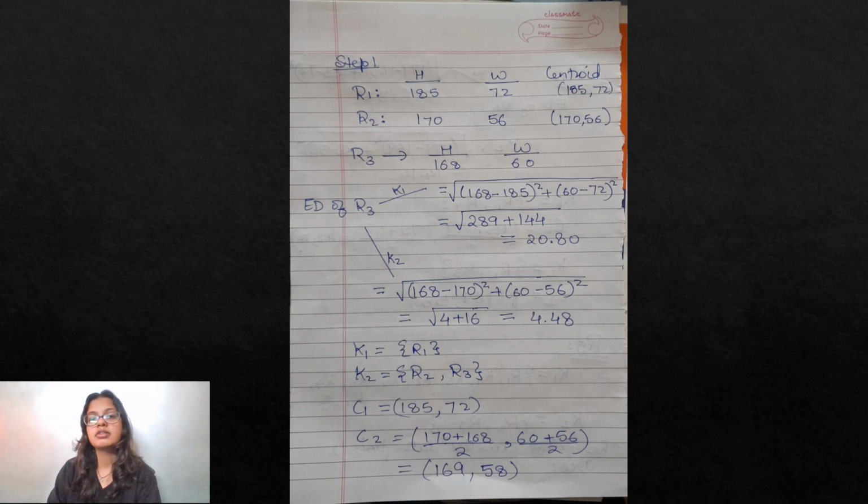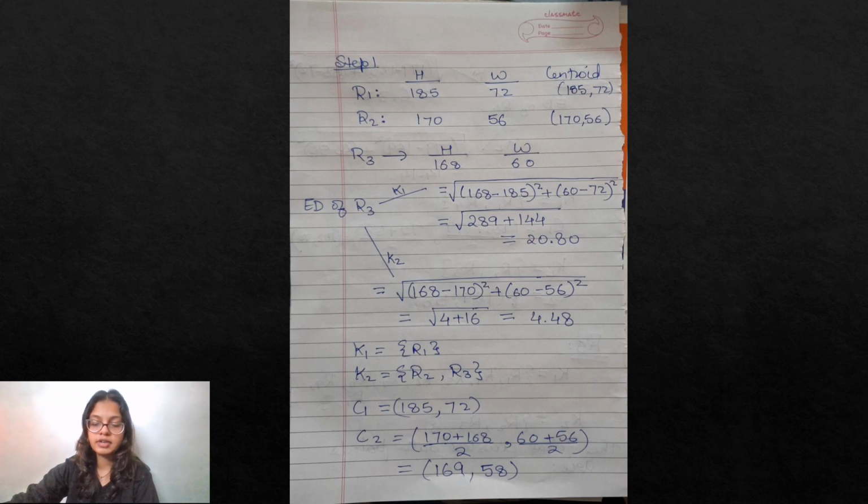So step one is that we'll choose a random number from the data. So for R1, we choose height as 185 and weight 72. Same for R2, we picked a random number, height 170 and weight 56. So the centroid values for R1 are 185, 72 and for R2 are 170, 56.